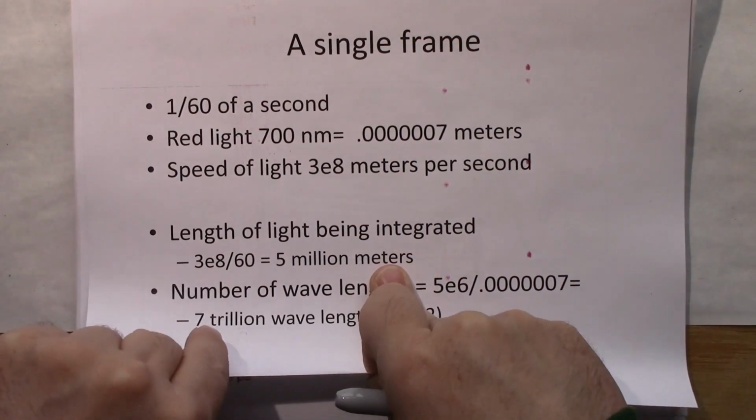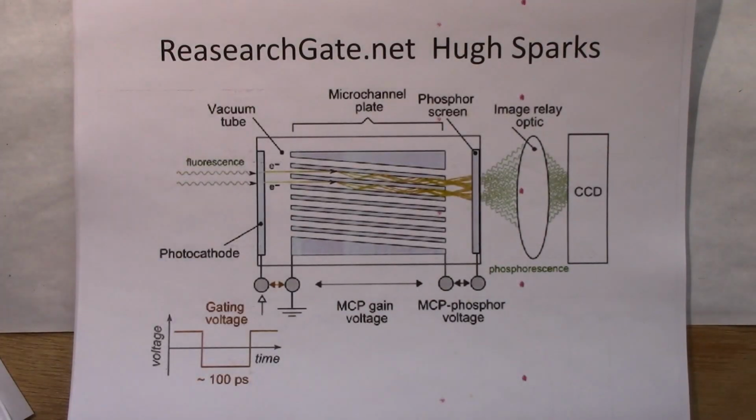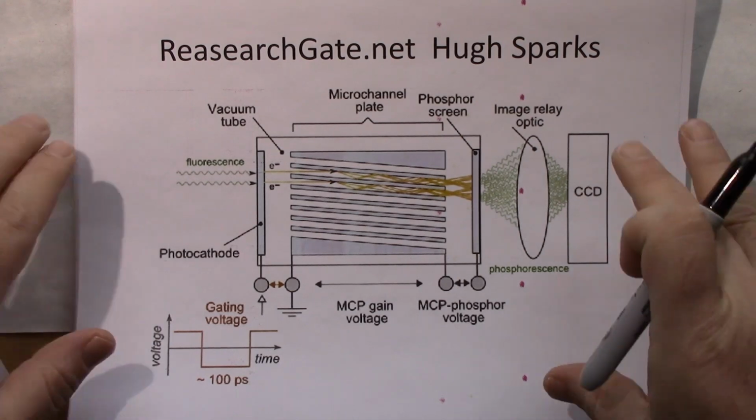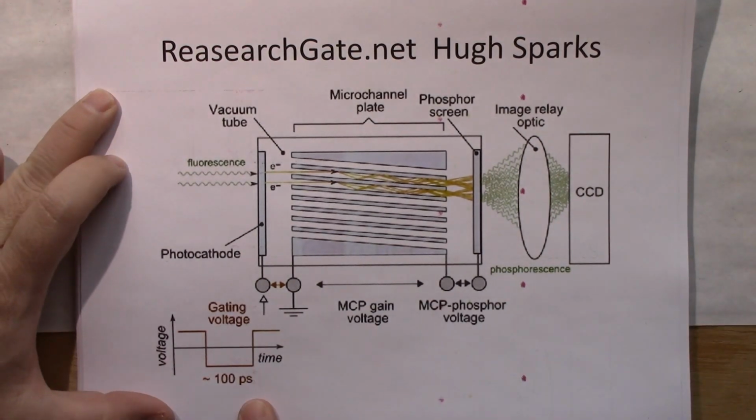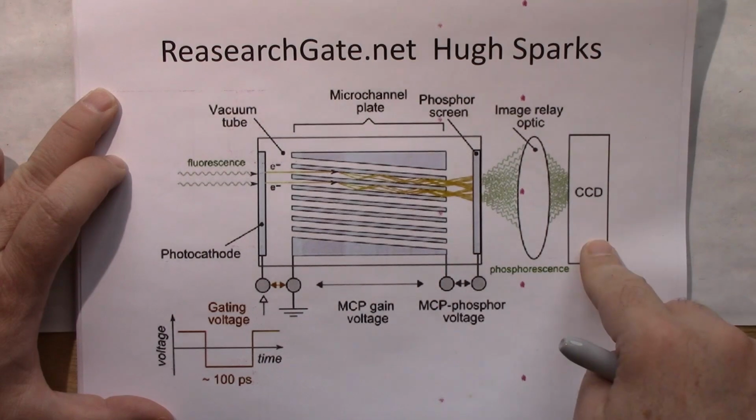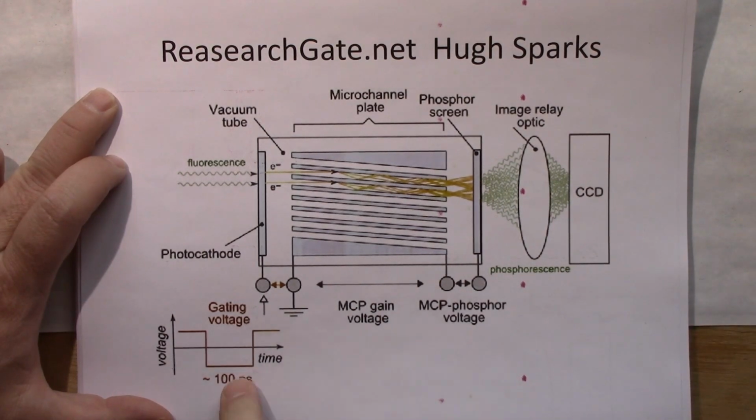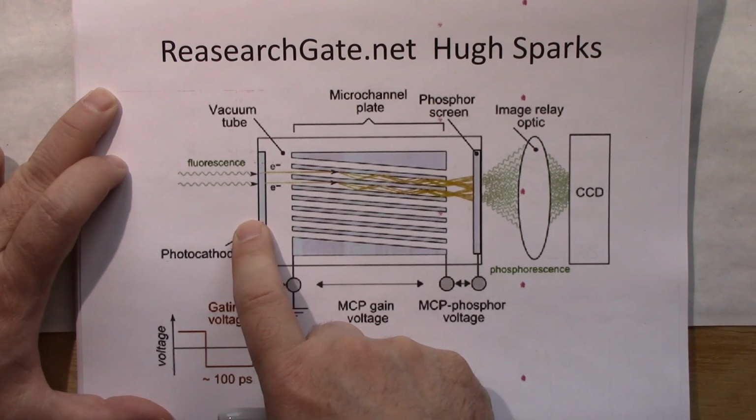But you know what? Let's go and see what one of these image intensifiers looks like. Oh, well, okay. They sort of gate these things with a 100 picosecond gate. Okay, that doesn't really help us, because even though you're gating it with 100 picoseconds, you're still integrating over the 60 hertz frame rate. But even then, with a 100 picosecond gate, you still have to integrate 4,000 wavefronts.